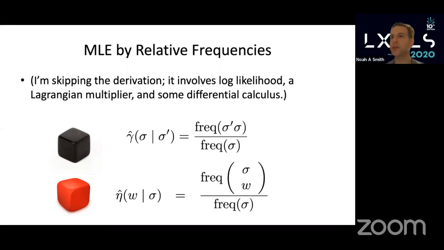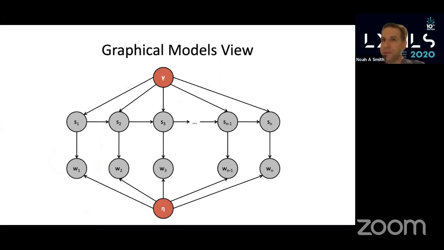To derive this solution, you write down the log likelihood formula for your model and say, I want to maximize this. You use a Lagrangian multiplier to force the probabilities to sum to 1. You take derivatives and set them to 0, and the rest is basically algebra. I don't think it's important that you know how to do this from scratch. I think it is important that you understand that there is a theoretical reason why we use relative frequency estimation.